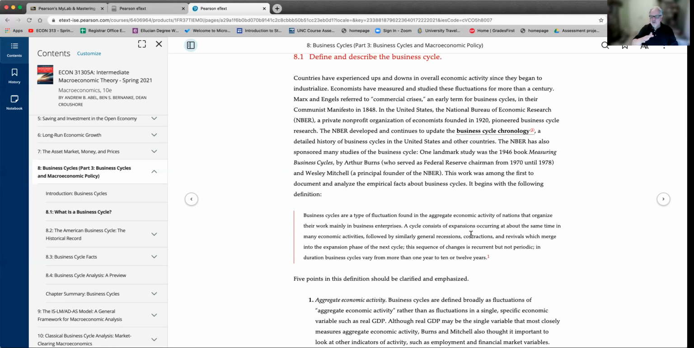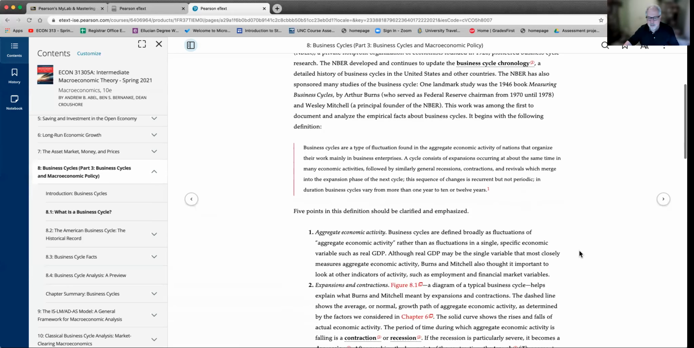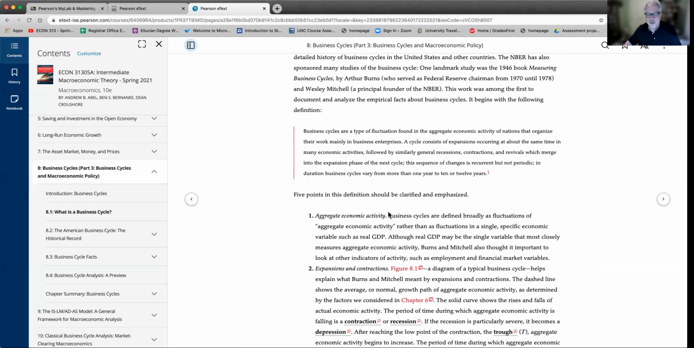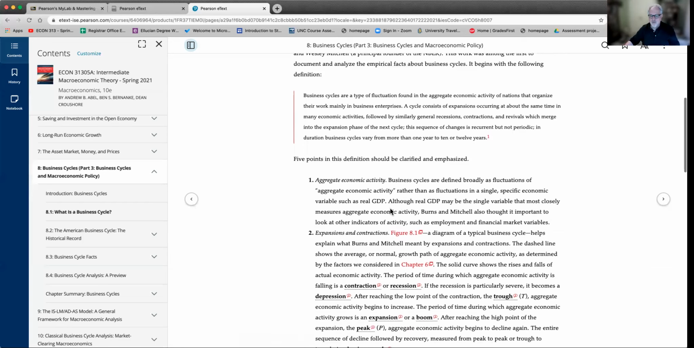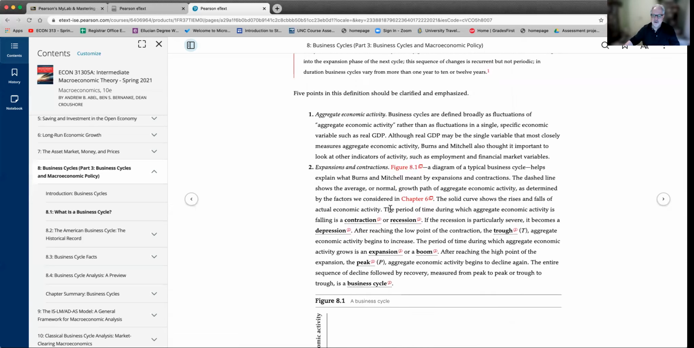And it goes on and on. The sequence of changes is recurrent. It goes on and repeats, but isn't of a certain length. It's not periodic in the sense of one business cycle, or one expansion, being 5 years and the next one being 5 years. No, one might be 5 years, another one might be 10 years. It depends, right? And it says business cycles, that is an expansion and a contraction or a recession, go typically from 1 to 10 or 12 years. They vary in length. And then in this chapter, they talk about all the different points in this definition. What do we mean by aggregate economic activity, expansions and contractions, etc.?